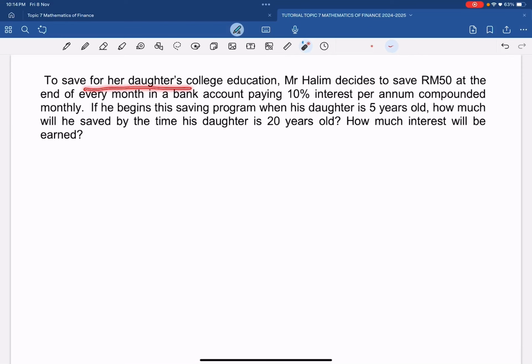To save for her daughter's college education, Mr. Halim decided to save 50 ringgit at the end of every month. So this is an annuity, where we can notice the R, which is 50. A serial payment that happens at the end of every month.